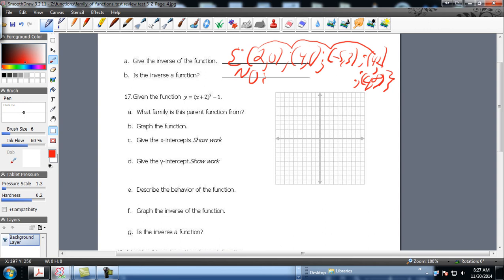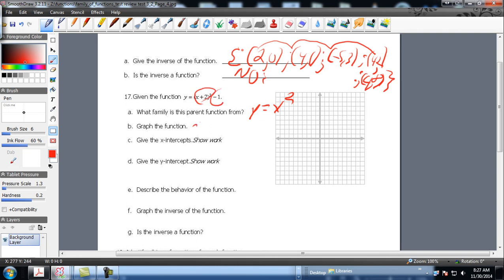Okay, number 17. A couple of things here. What is the family's parent function? Y equals x squared. Graph the function. You know it's bowl up. Give the x-intercepts. Show work. For the x-intercept, you let y be 0 equals. Now let's erase this here. They're trying to trick me. I'm going to back up for a second completely. That's the parent function. Graph the function, which simply says what?